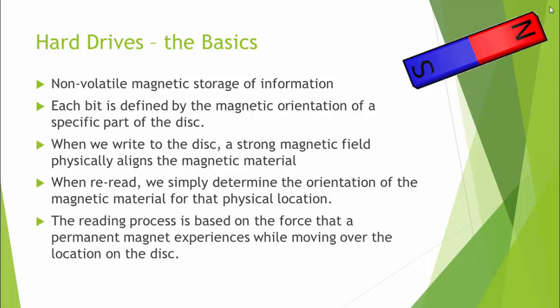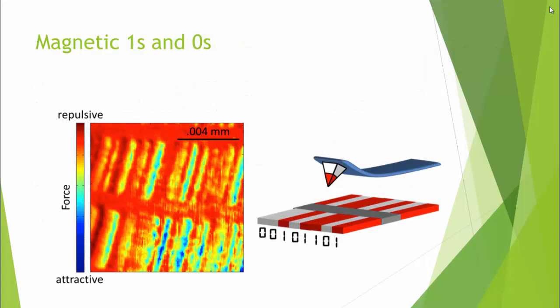So the reading process itself is based on the force that a permanent magnet experiences while it moves over that location on the disk. And we can actually look at a graph of the force as a function of the geographic location. In this case, the color from blue to red looks at repulsion versus attraction of our permanent magnet as it moves across a given location on the disk.